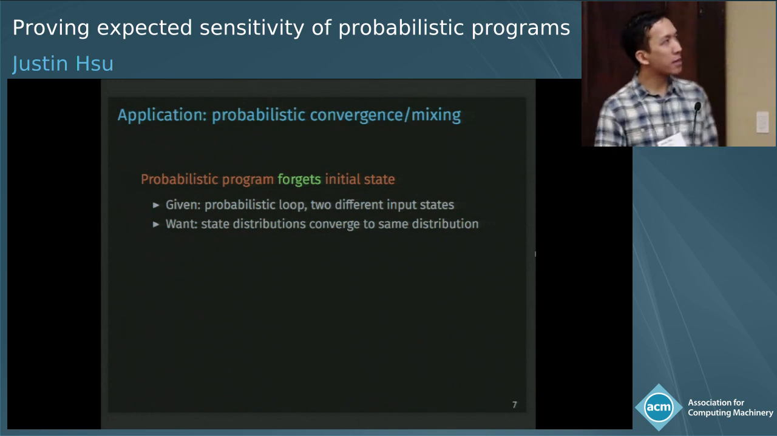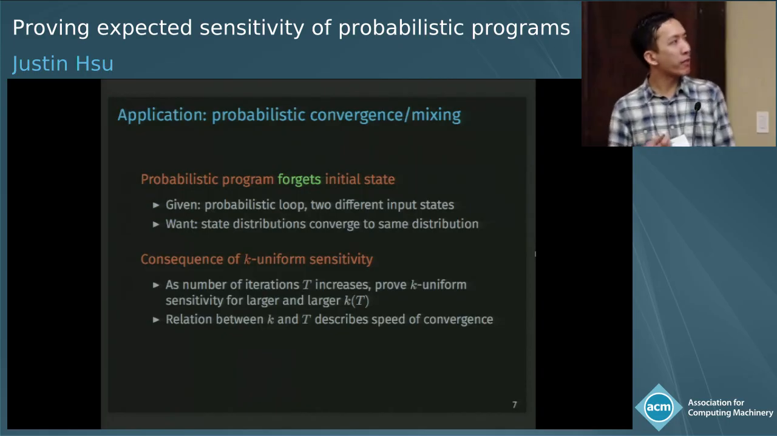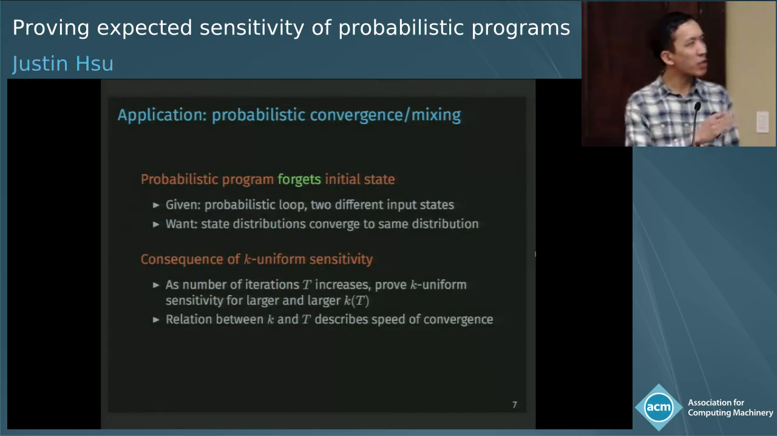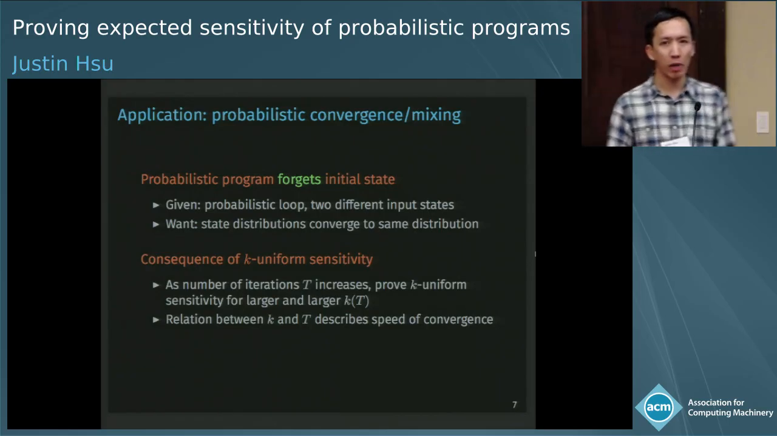And this can be phrased in terms of k-uniform sensitivity, where we say that the number of iterations of this loop is t. For t iterations, we want to prove that it's k-uniform sensitive for a larger and larger function k of t. Right? So intuitively, as t increases, the distributions must get closer and closer together. And the relation between these parameters k and t will describe how fast the convergence happens quantitatively. So this is just a very sketchy application of k-uniform sensitivity for proving convergence.